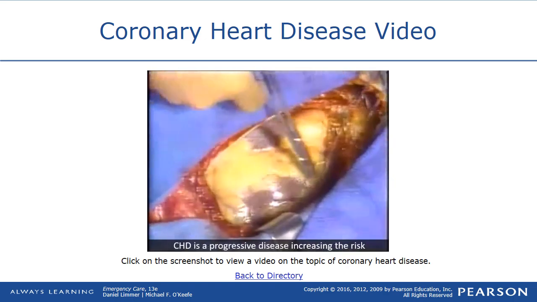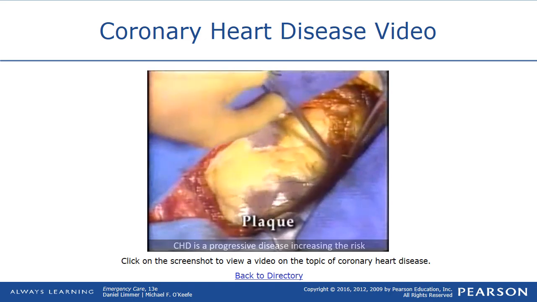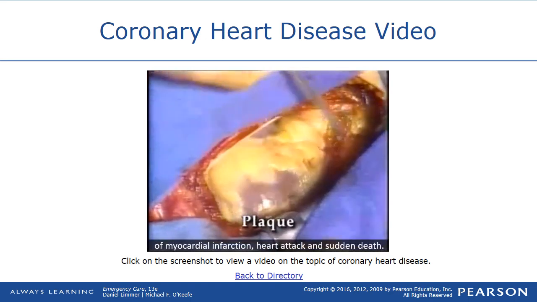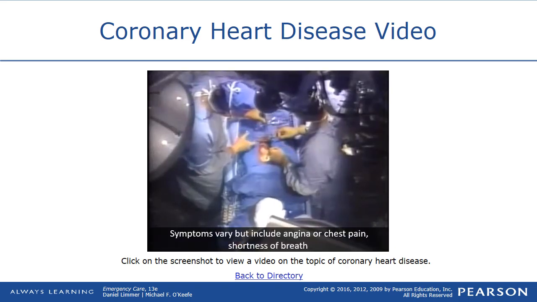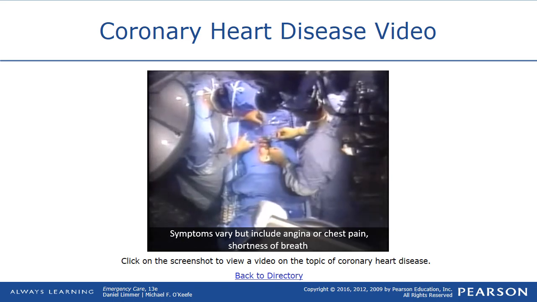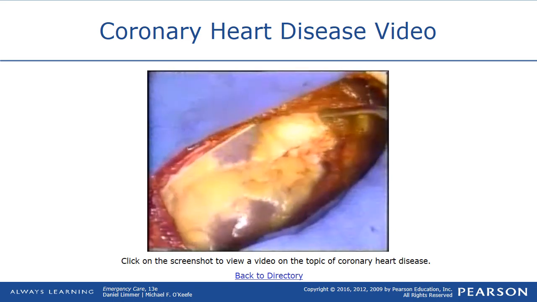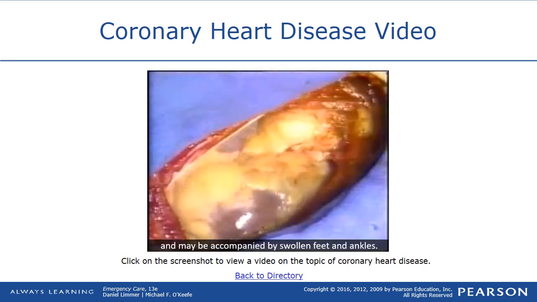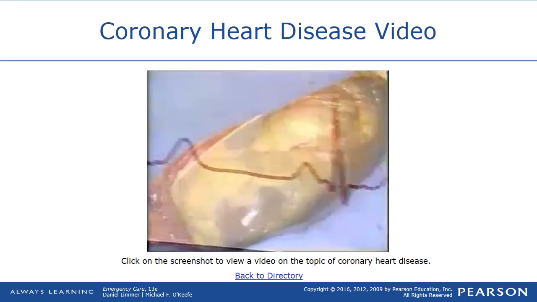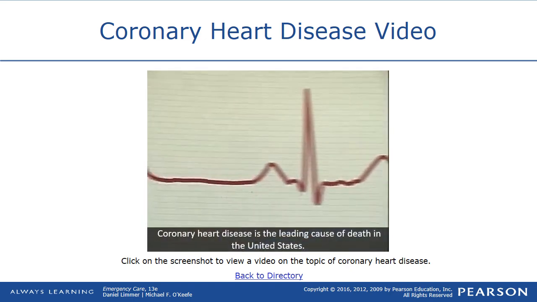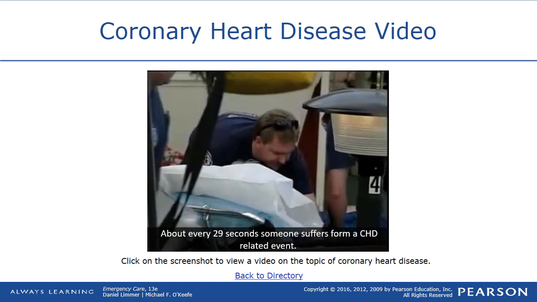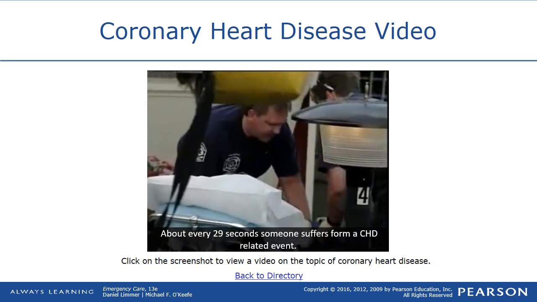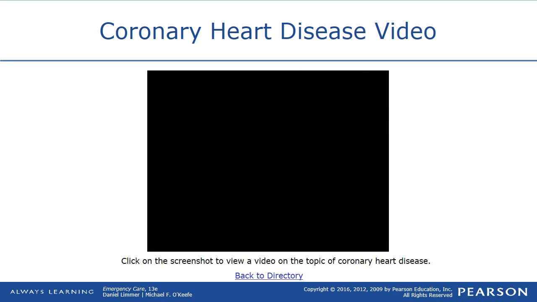CHD is a progressive disease increasing the risk of myocardial infarction, heart attack, and sudden death. Symptoms vary, but include angina or chest pain, shortness of breath, and may be accompanied by swollen feet and ankles. Coronary heart disease is the leading cause of death in the United States. About every 29 seconds, someone suffers from a CHD-related event.